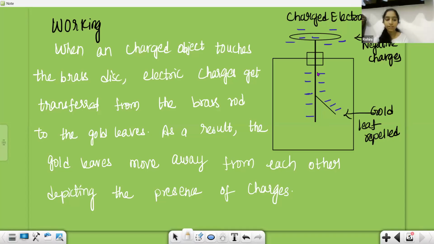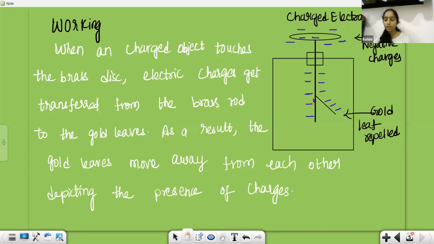Ma'am, what if a positively charged object is kept? No, it's still the electron that carries. Ma'am, but positive charges don't move, right? What don't move? See, whatever rod you are taking, that rod should be charged first. As this rod is negatively charged, when you bring a negative object, it shows repulsion. When you bring a positive one, then no repulsion is seen.